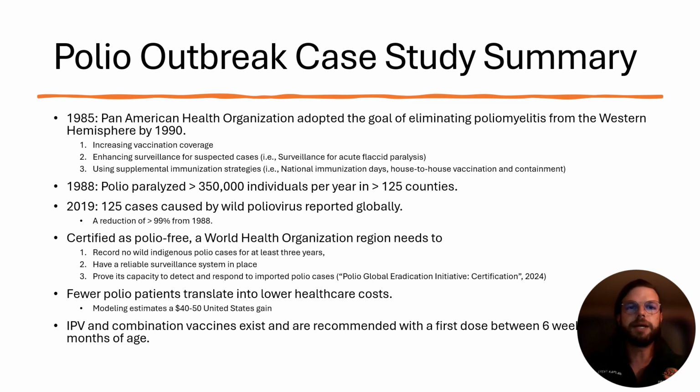In the economic domain, fewer polio patients translate into lower healthcare costs. Once polio is eradicated, the world can stop producing and administering polio vaccines, as well as surveilling paralytic cases suspected of polio. Therefore, discontinuation of costly activities will result in extensive economic gain from eradication modeling, an estimated $40 to $50 billion United States gain. IPV and combination vaccines exist and are recommended with a first dose between 6 weeks to 2 months of age.